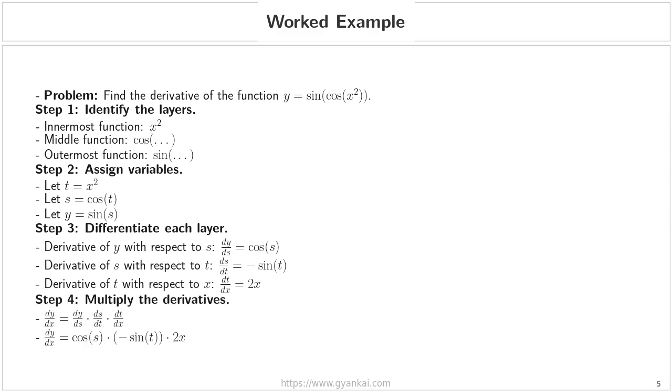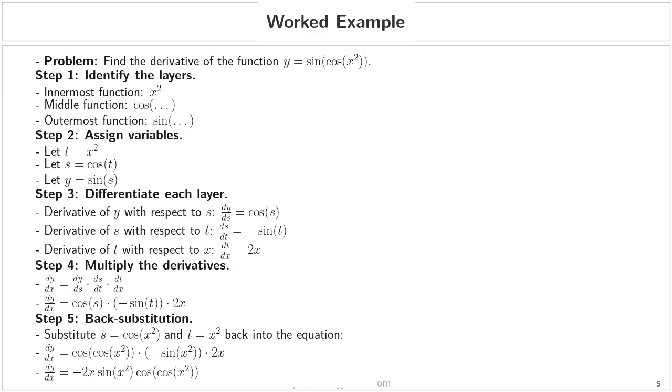For step 4, we apply the extended chain rule formula by multiplying these individual derivatives together. The derivative of y with respect to x is equal to the derivative of y with respect to s, multiplied by the derivative of s with respect to t, multiplied by the derivative of t with respect to x. Substituting our previous results, we get cosine of s times negative sine of t times 2x.